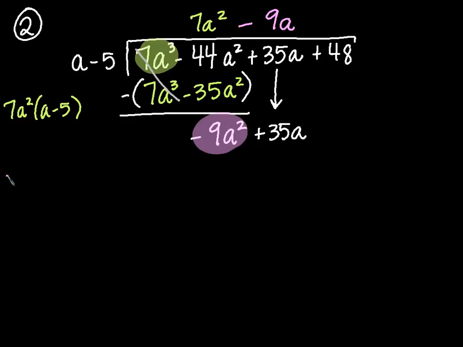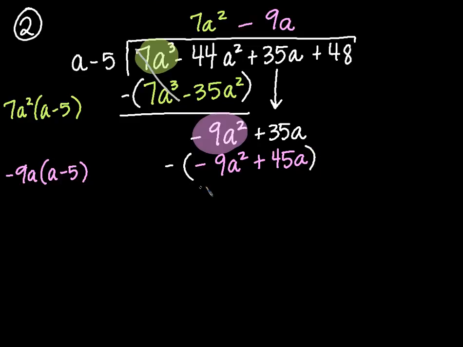So I'm going to multiply negative 9a times the divisor a minus 5, and I'll get negative 9a squared. And negative 9a times negative 5 is positive 45a. Excuse me, not 40, 45. And I'm going to subtract that binomial. So negative 9a squared minus negative 9a squared cancels out to 0, and 35a minus 45a is negative 10a.